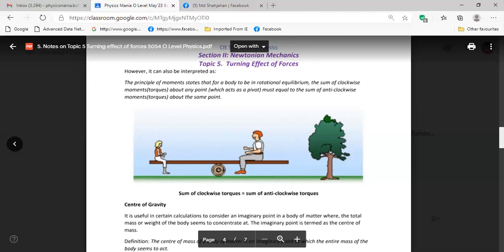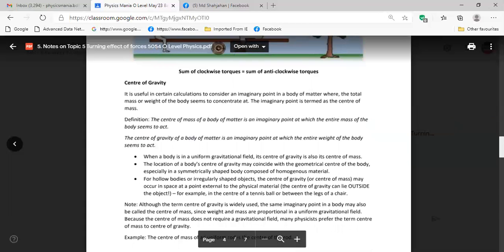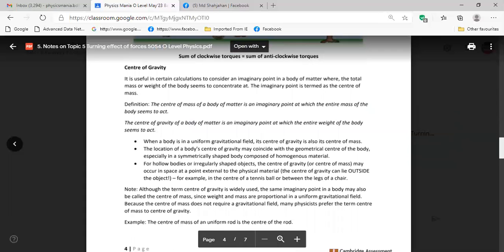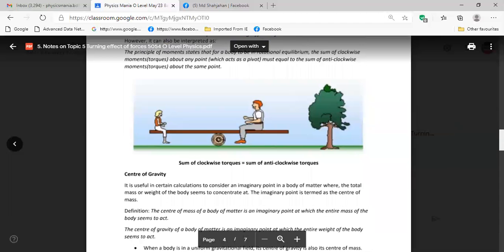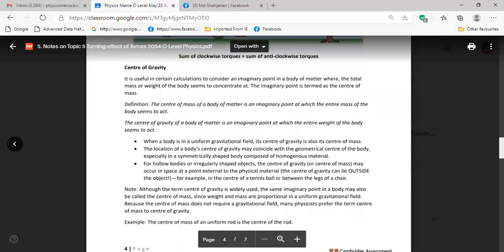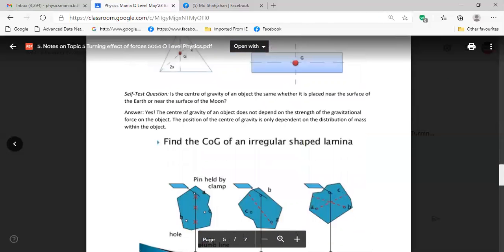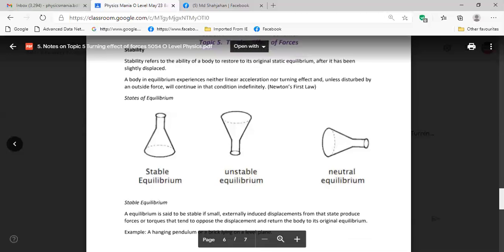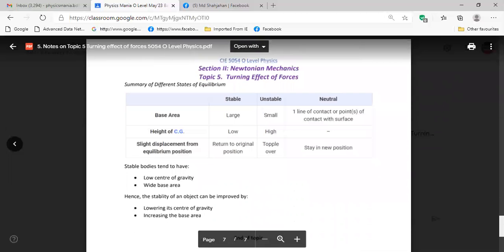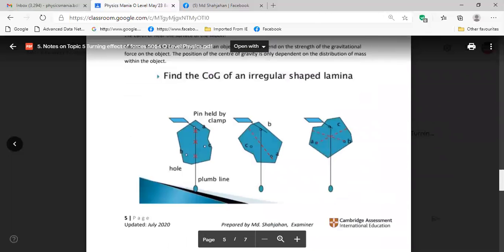Are you done with this statement? I have written. Yes, sir. Okay. Then you see, it is related to rotation. So we are done with principle of moments. Now we are going to center of gravity. Then we have stability. Then we are done with this topic.